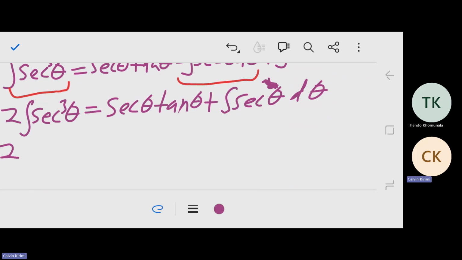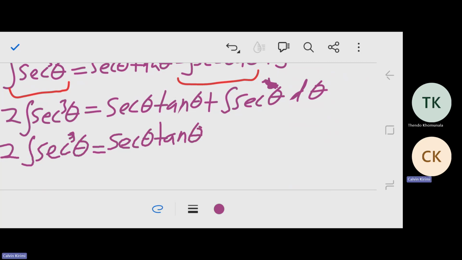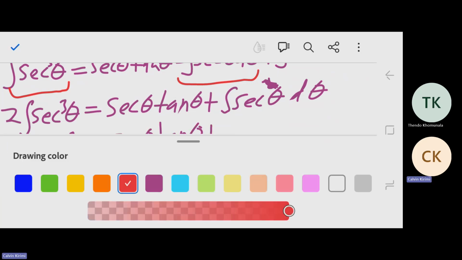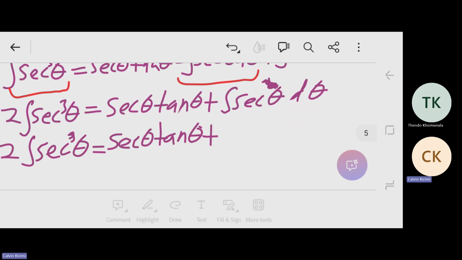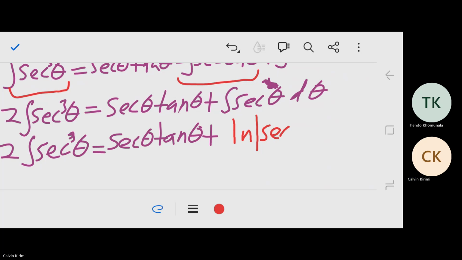So this we must know. The integral of 2 multiplied by secant cubed theta equals secant theta multiplied by tan theta plus, and this we must memorize, the integral of secant theta is the ln of secant theta plus tan theta. So the answer is the ln of the absolute value of secant theta plus tan theta.